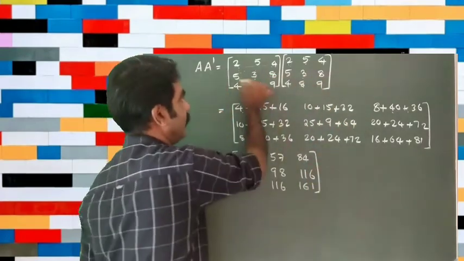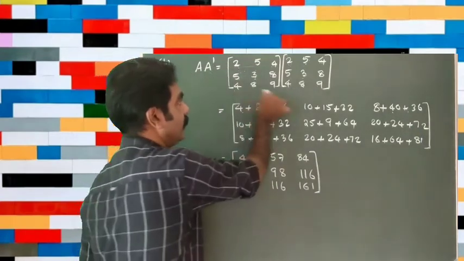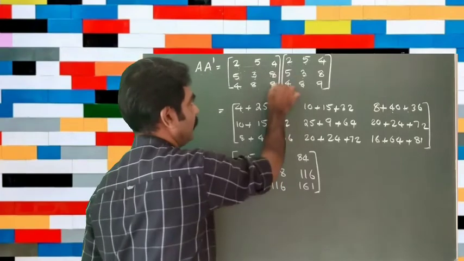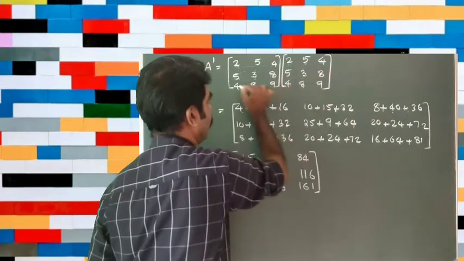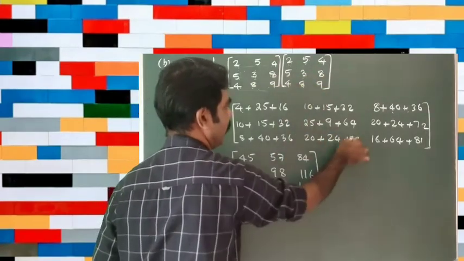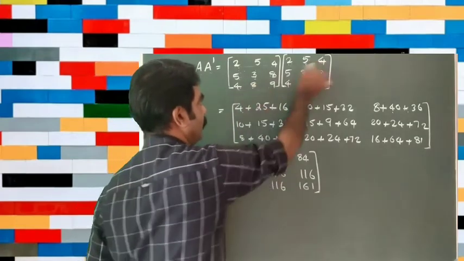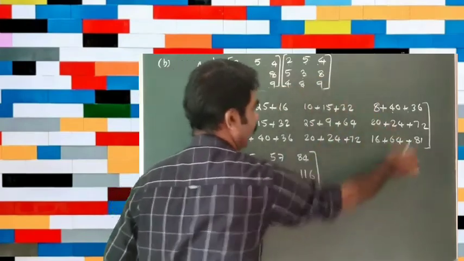Then second row with the first column: 5 twos are 10, plus 3 fives are 15, plus 8 fours are 32. Then 5 fives are 25, 3 threes are 9, plus 8 eights are 64. Then second row with third column: 5 fours are 20, plus 3 eights are 24, plus 8 nines are 72. Now third row with first column: 4 twos are 8, plus 8 fives are 40, plus 9 fours are 36. Third row with second column: 4 fives are 20, plus 8 threes are 24, plus 9 eights are 72. Now third row with third column: 4 fours are 16, plus 8 eights are 64, plus 9 nines are 81.